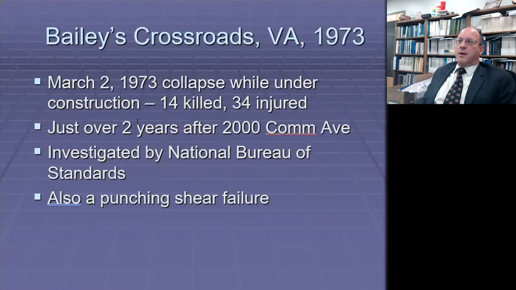About 2 years later, we had the classic collapse of Bailey's Crossroads in Northern Virginia. Again, this killed 14 workers and 34 were injured. This was also investigated by the National Bureau of Standards. I have to credit Nick Carino, whom many of you will know from ACI, who provided me with many of these NBS photos. And this is also a punching shear failure.